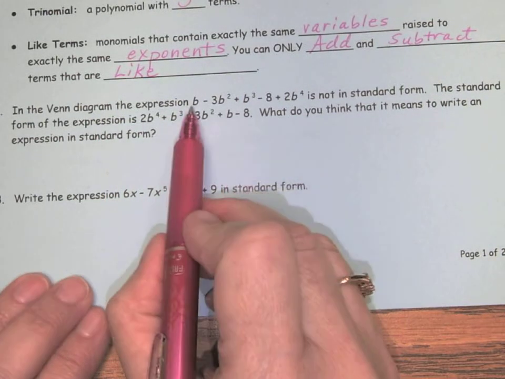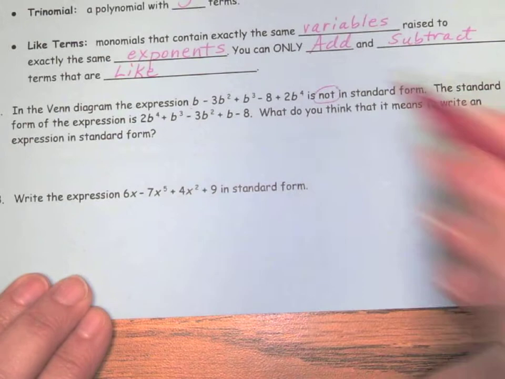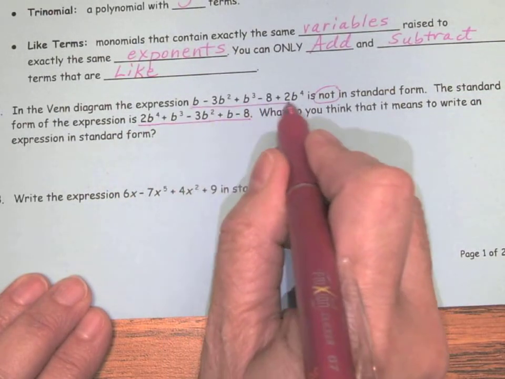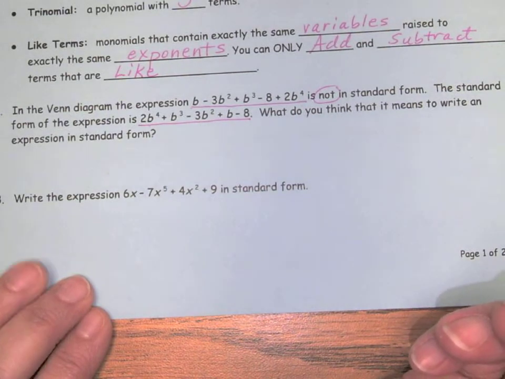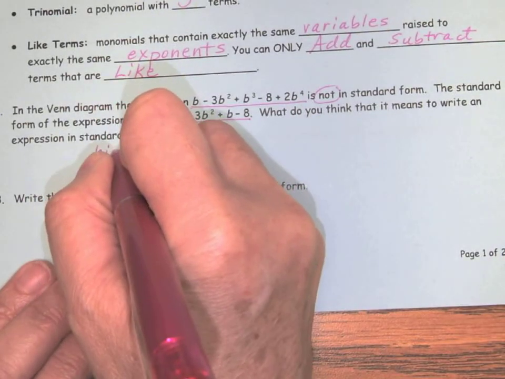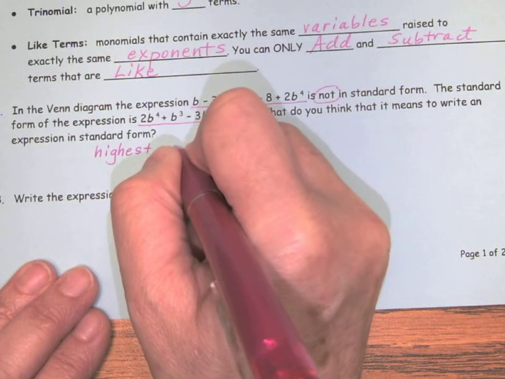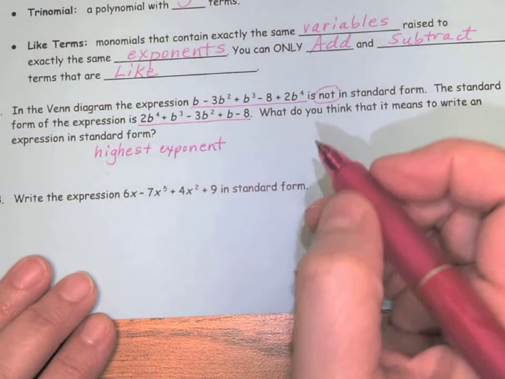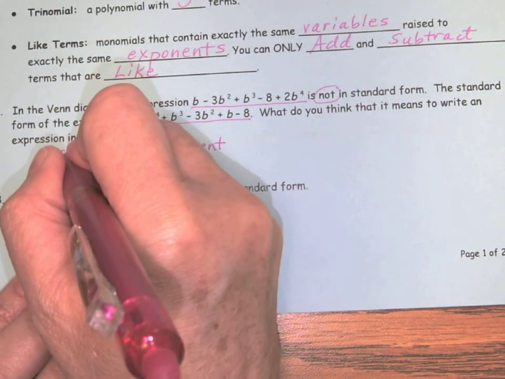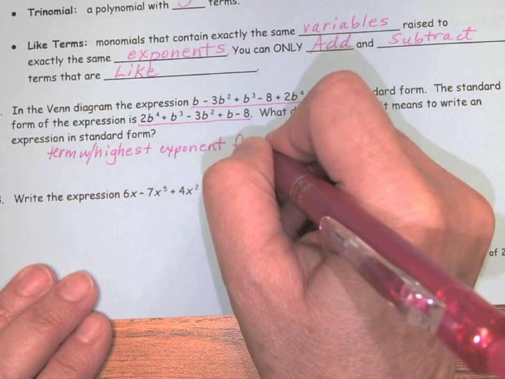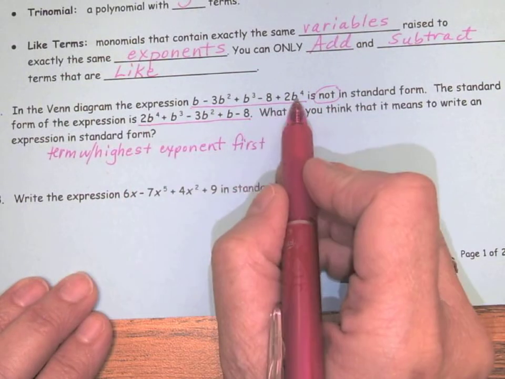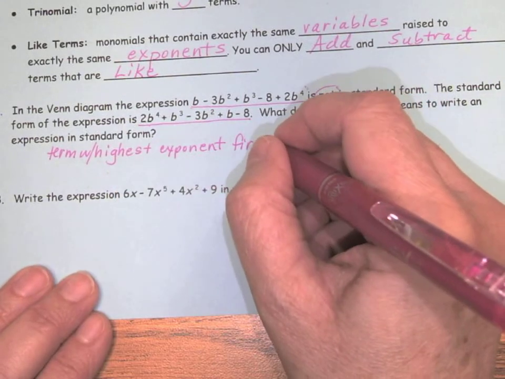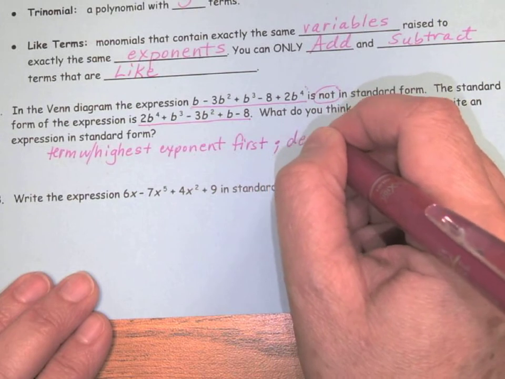Then in that Venn diagram, you saw this polynomial not in standard form. Here it is in standard form. Compare the two and see what you think standard form means. What standard form is, you can write this however you'd like, but you start with the highest exponent. You list the term, the monomial, with the highest exponent first. So here they put the b to the fourth. That was your highest term. Now the 2 goes with it, doesn't it? The coefficient goes with it. That goes first. Then you go in descending order.